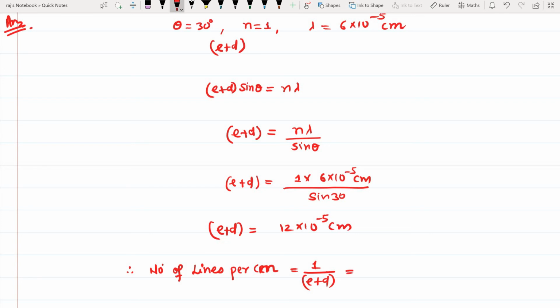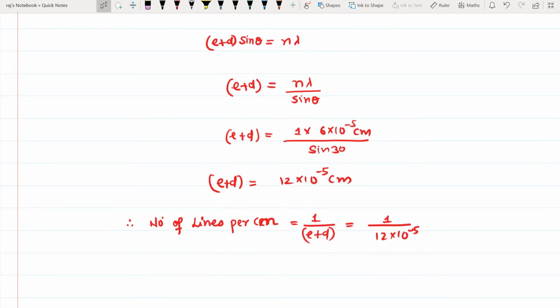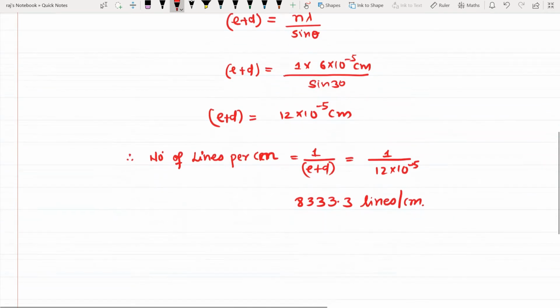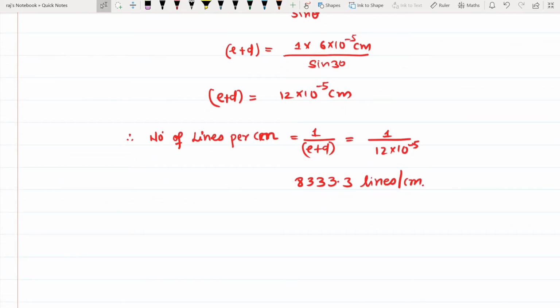So 1 divided by 12 into 10 to the power minus 5. This approximately comes out to be 8,333.33 lines per centimeter. Okay, so this is how we will calculate the number of lines. Next question we can write down.